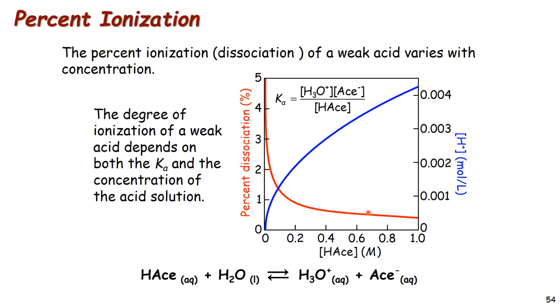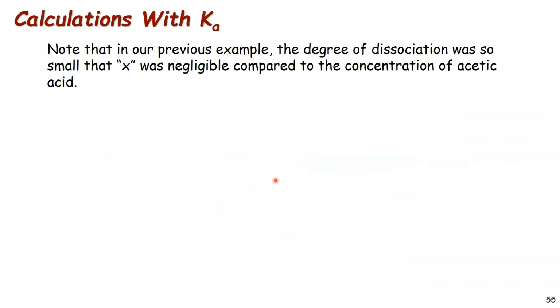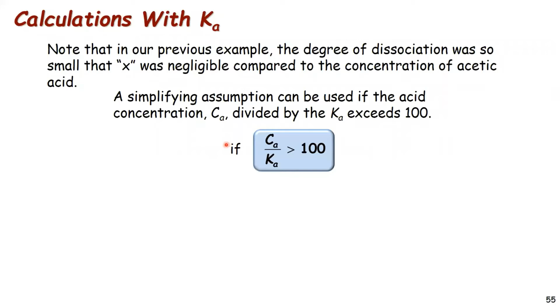So does everybody see that? The degree of ionization is actually dependent on the concentration. The higher the concentration, the less of the molecules actually dissociate. Okay, note that in our previous example, the degree of ionization was so small that x was negligible compared to the concentration of acetic acid. So we're going to use this to our advantage.